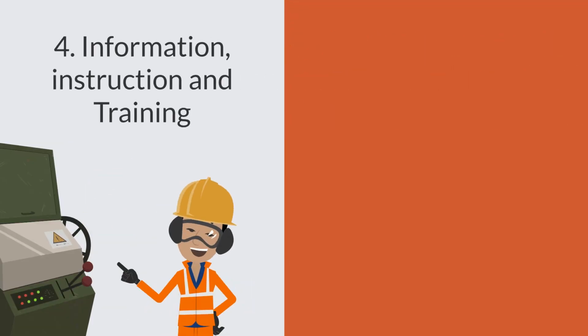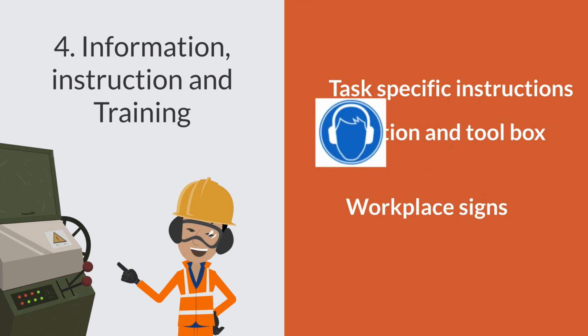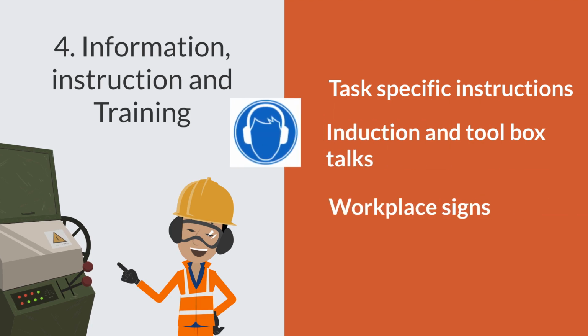4. Information, instruction and training. People need to know when and how to use the PPE properly. Task-specific instructions should be given. Toolbox talks are a good way to refresh and keep info current. Safety signs show when PPE is mandatory, so it must be worn.